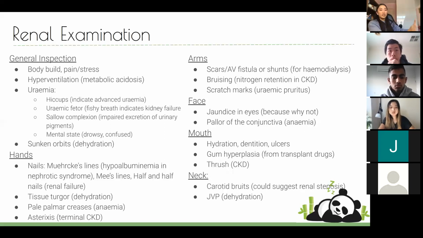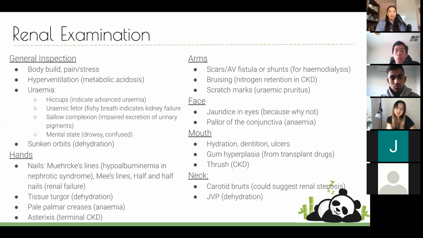The way I do it is while they're doing the asterixis, while you're holding for 30 seconds, you take that time to look at the arms and even the face so that you're not wasting time. Usually they'll just tell you it's fine to put the hands down, but if they want it, do other stuff during that time. So during that time, you can take a look at the arms and you look for bruising or scratch marks, which are your CKD signs. And importantly, your AV fistula, which is where they've fused together an artery and a vein for hemodialysis. So if you see that, chances are they've already got a renal problem.